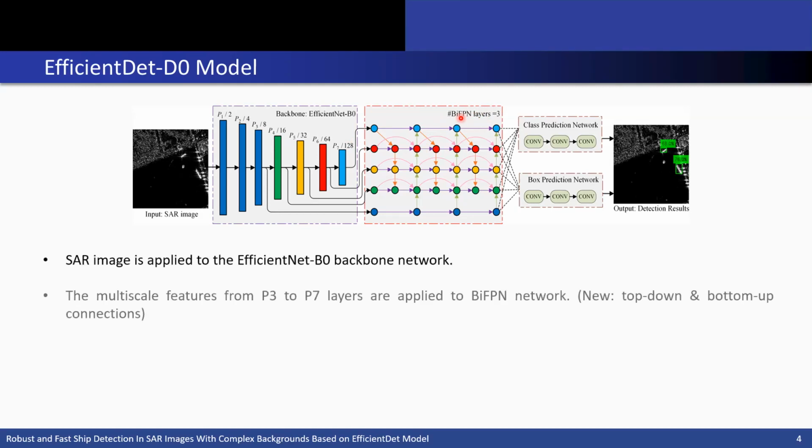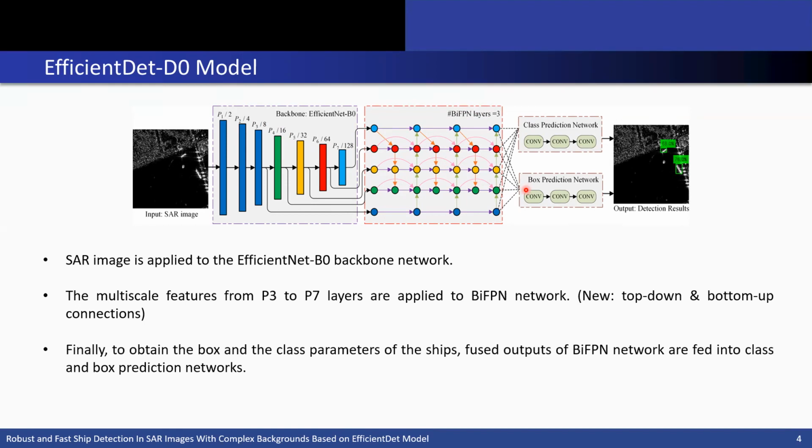The BiFPN network has top-down, bottom-up connections and other connections. Each node inside the BiFPN layer takes 2 or 3 inputs and fuses them by weighting the inputs. And finally, to obtain the box and class parameters, the outputs are applied to these networks.